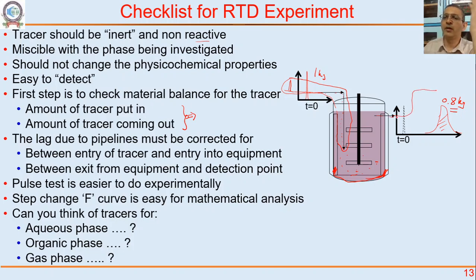This pipeline may be on third floor. It's not easy to put a detection instrument at that location. Maybe it is 2 meters from the ground. So we might be putting a detector at a place where it is accessible. So there is a delay in the tracer coming out of the reactor and coming into the detection location.